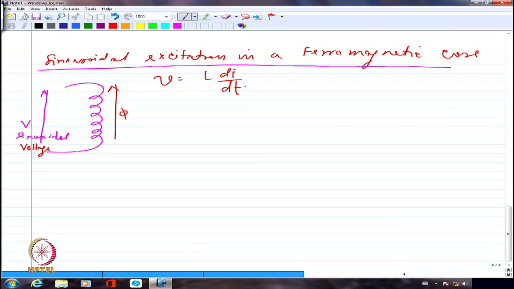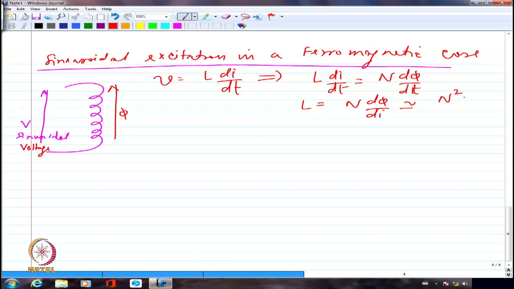If I call the inductance of this coil L, we already wrote that the inductance has an expression, because we wrote L di by dt equal to N d phi by dt, from which we said L equal to N d phi by di. If you manipulate it, you will get this to be N square by reluctance. Please manipulate this and find out whether you are getting this expression. N square by reluctance will be the inductance.